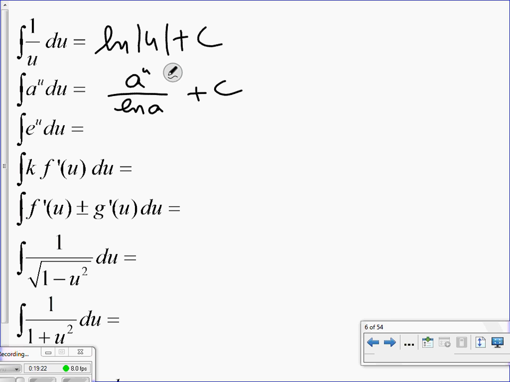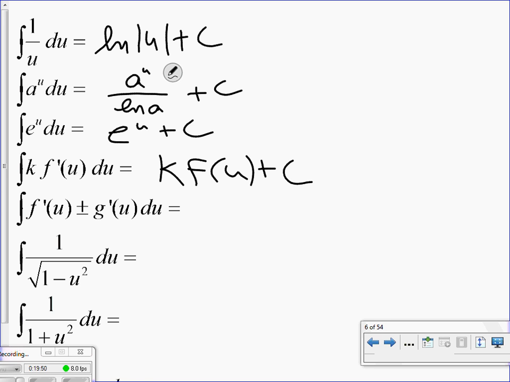So when you integrate a constant to some exponent, you write the constant to that exponent, but you divide by the ln of the base. What's the antiderivative of e to the u as long as you have du? With this k here, it's a constant. What can you do? Blow it out, and then what do you get? K times f.